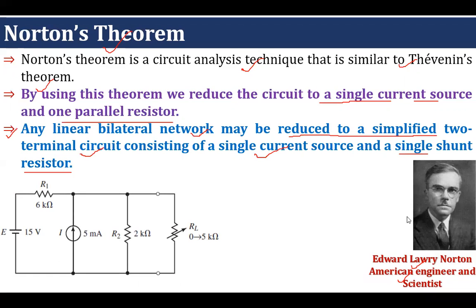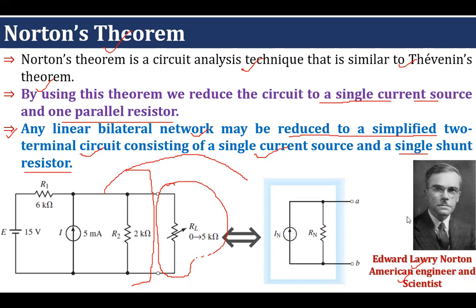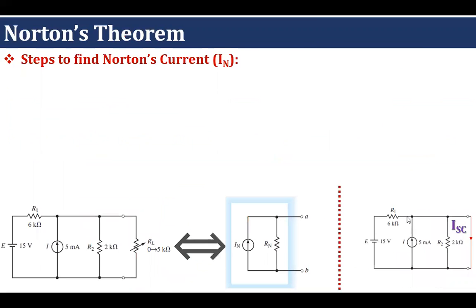Suppose that this is the considered load, and we are going to simplify the rest of the circuit by using Norton's theorem. All these elements will finally be converted into a current source with a shunt resistor. So two things are required over here: one is the Norton current, another is the Norton resistor.